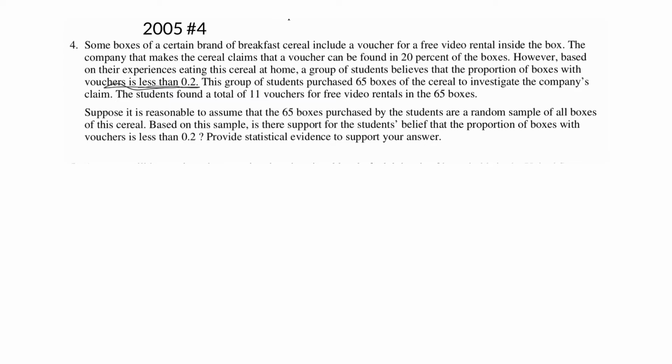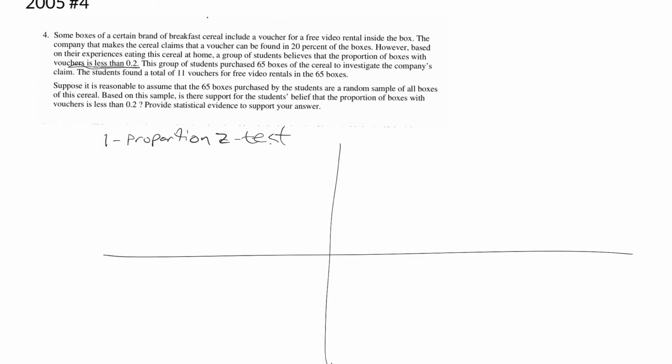When we are doing a one proportion z-test, automatically I'm going to go to my 4 quadrants. The first thing I'm going to do, in the upper left, is write the name of the test, a one proportion z-test, and then write my null and alternative hypothesis.